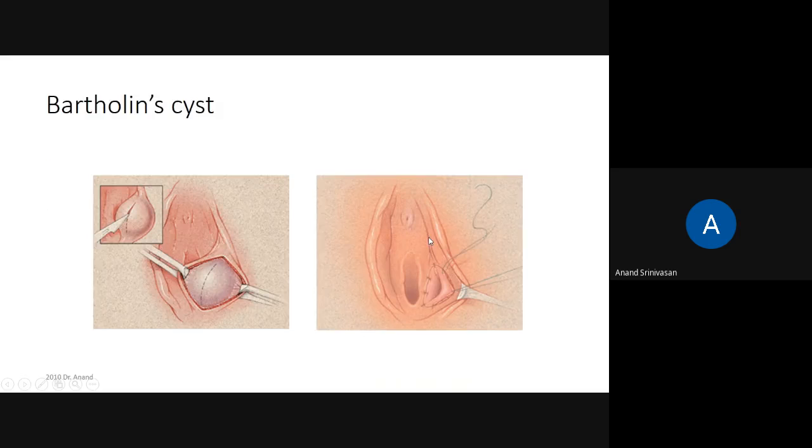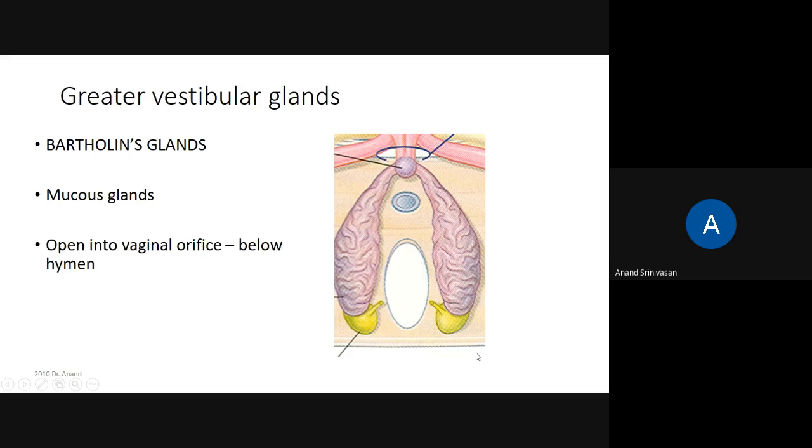The greater vestibular glands open into the vagina, so that can lead on to a cyst which is called Bartholin's cyst. In case there is a cyst, you need to make an incision and keep the gland open so that the secretions can come directly into the lower part of the vagina. Here you can see the Bartholin's gland opening into the lower part of the vagina.